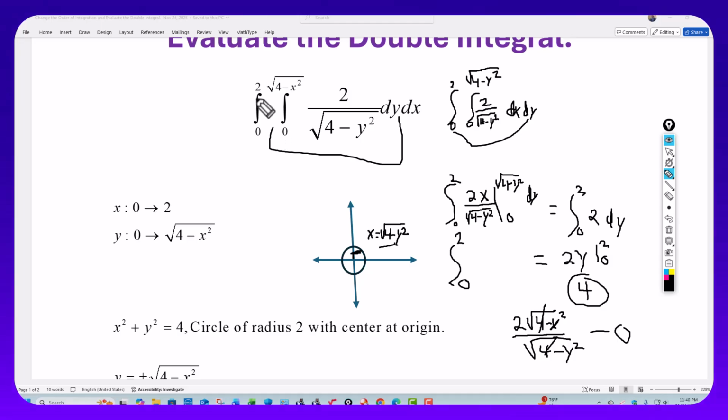So in this case, they went from what I have here, 0 to 2 and 0 to the square root of 4 minus x squared, to 0 to 2 and 0 to the square root of 4 minus y squared. Okay, anyway, this is the answer right here.